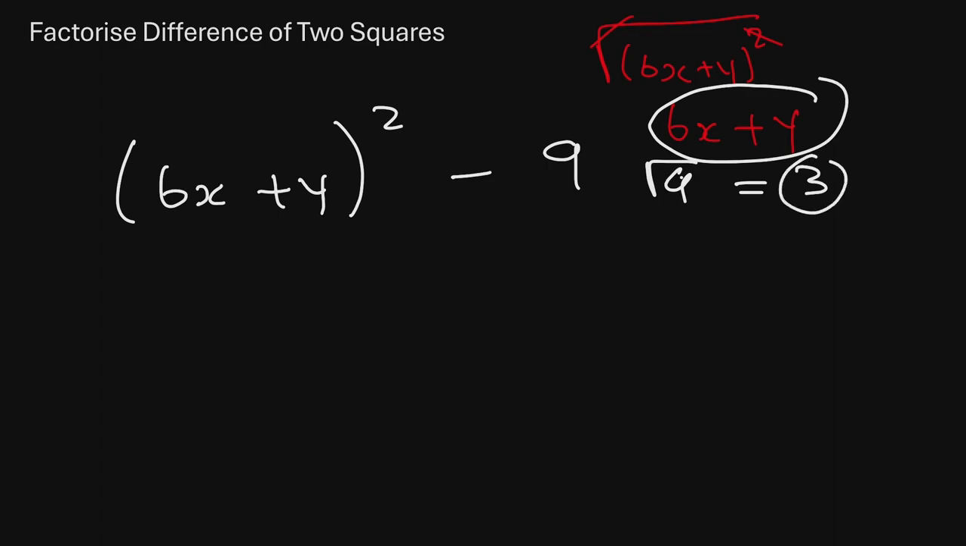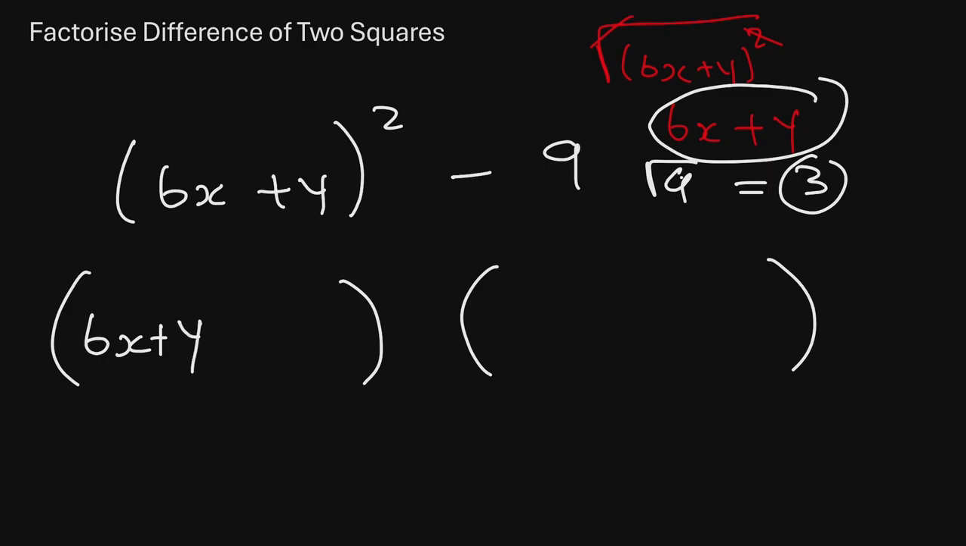So now you're going to open the two brackets. My first factor is 6x plus y, and then this is 3. And then you also have 6x plus y, and the other factor is 3. Remember now, the signs will have to be different. So now you can say this is plus and that is minus. It is really up to you. So that is how you will factorize that difference of two squares.